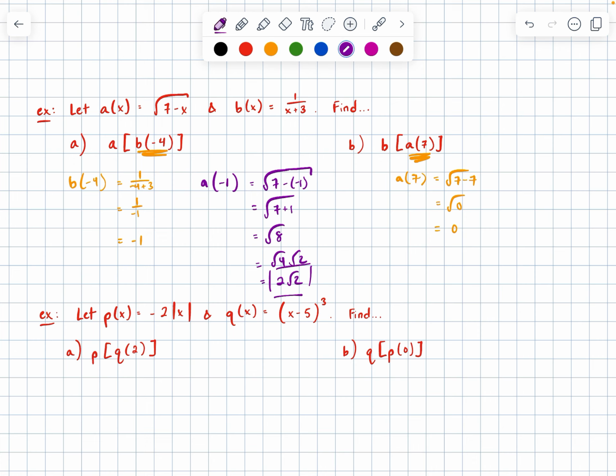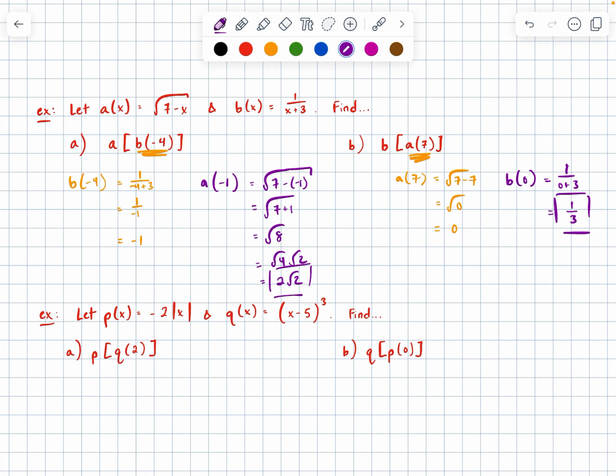Taking this output value from a, I now want to plug in to b, so I'm going to find b of 0. Well, b of 0 would be 1 over 0 plus 3. 0 plus 3 is 3. And I can't simplify further. 1/3 is the value of my composite function.